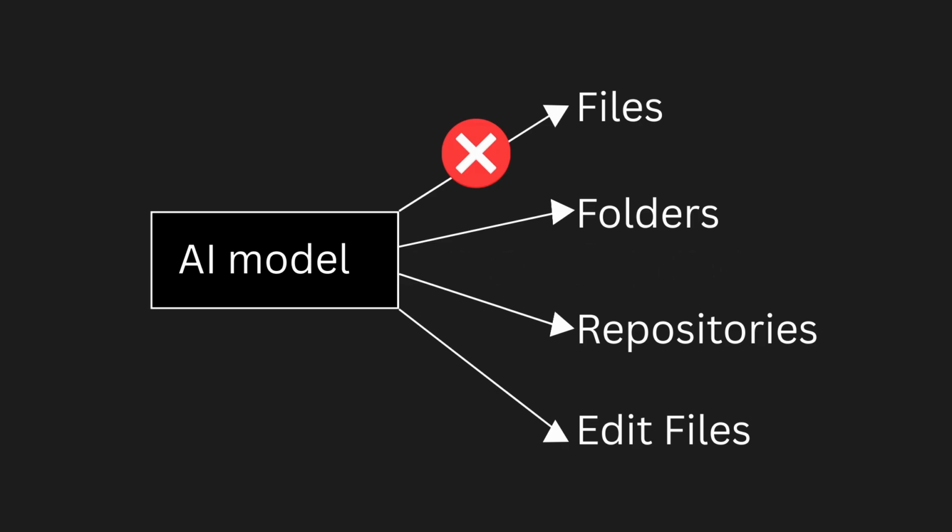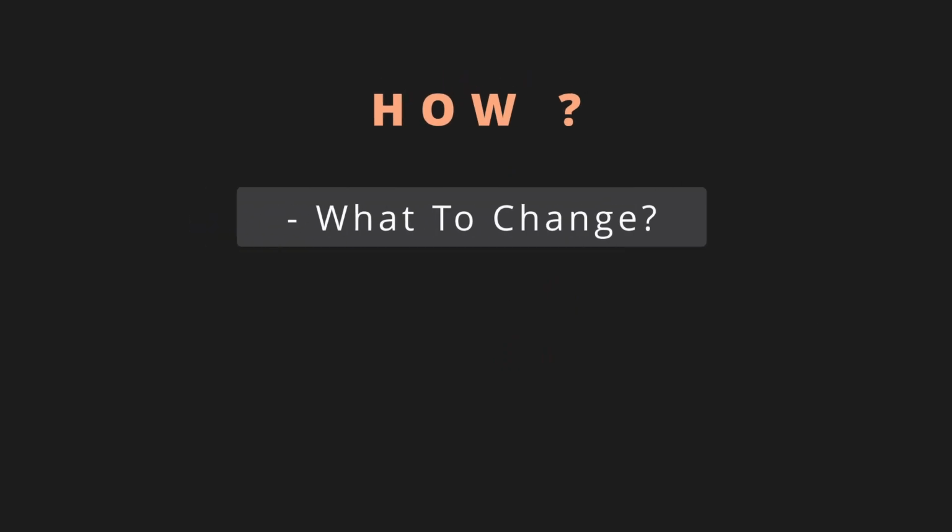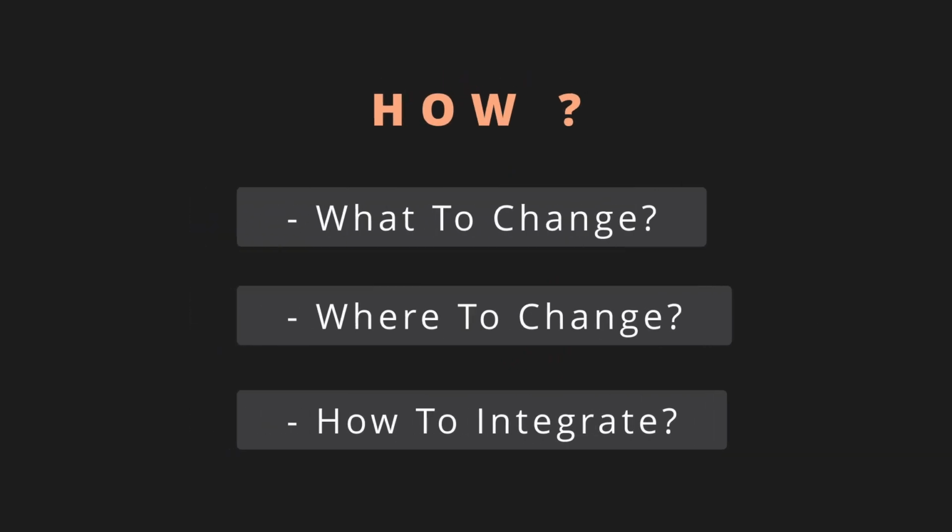But here's the strange part. The AI model itself actually has no idea what files exist in your project. It doesn't know your folder structure, it doesn't see your repository, and it certainly doesn't open files on your computer. So how does it know what code to change, where to change it, and how to integrate it into your project?